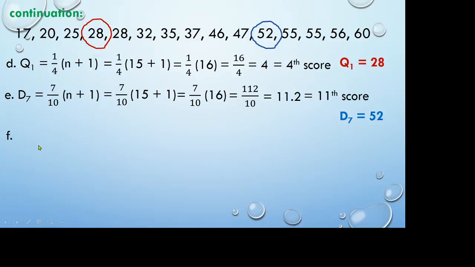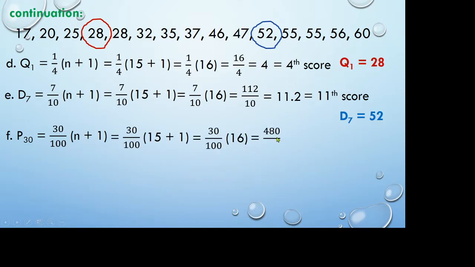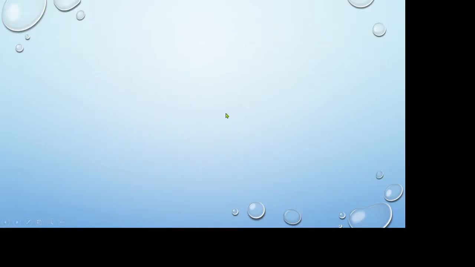Okay, next. P sub 30 naman. So, 30 over 100 times n plus 1. So, the same. 16 times 30, 480 divided by 100 is 4.8. Round to 5. So, that means yung fifth score. Fifth score, balikan natin ang given. 1, 2, 3, 4, 5. So, heto ang fifth score. So, P sub 30 is 28. Ayan. So, heto yung tatlo nating nakuha. 28, 52, and 28. So, let's interpret.